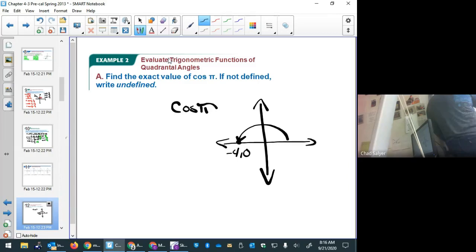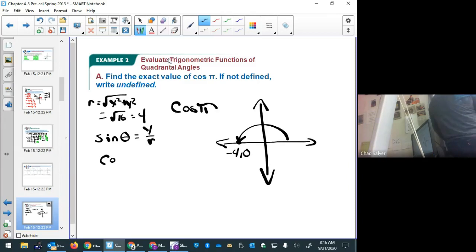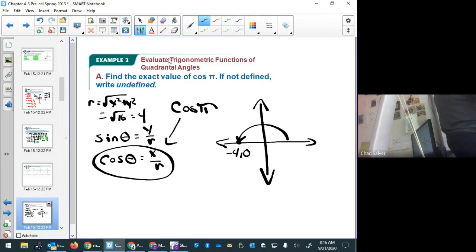Let me find the r value first. r is the square root of x squared plus y squared. In this case, that's the square root of 16, or 4. So r is 4. Remember that the sine of theta is equal to y over r, but cosine of theta, which is what we're concerned about, is x over r. So if I take the x value, -4 over 4, it is -1.